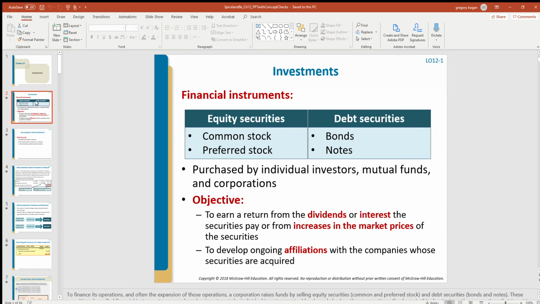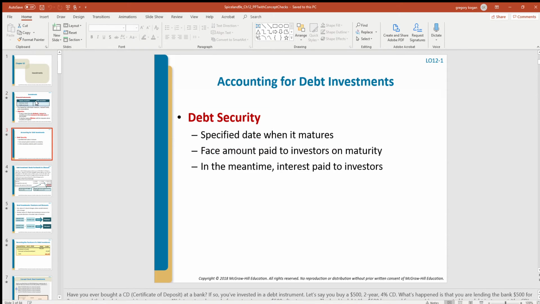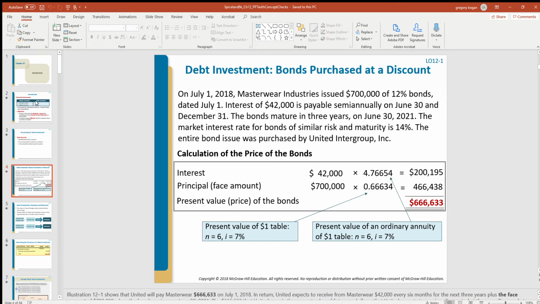So for bonds, it's interest, notes is interest, common stock is dividends or realized or unrealized gain, preferred stock, it's dividends and realized and unrealized gain. So for debt security, we talked about just getting familiar with when does it mature, how much does it pay, and what does it get recorded at the beginning. We looked at this question before.